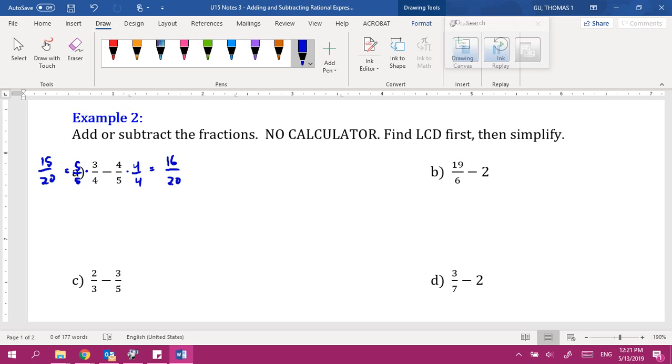So what am I actually doing? 15 over 20 minus 16 over 20. Now that the denominators are the same, I can actually subtract, right? So what is my final answer? -1 over 20. That is correct. Very good.